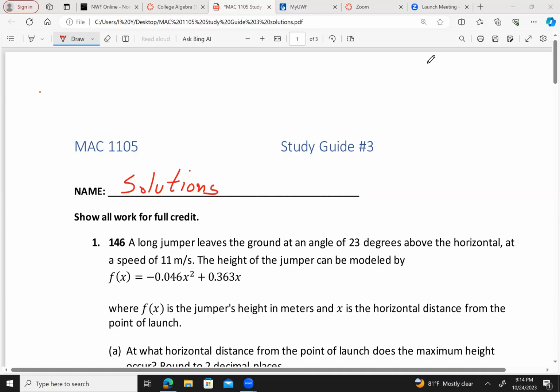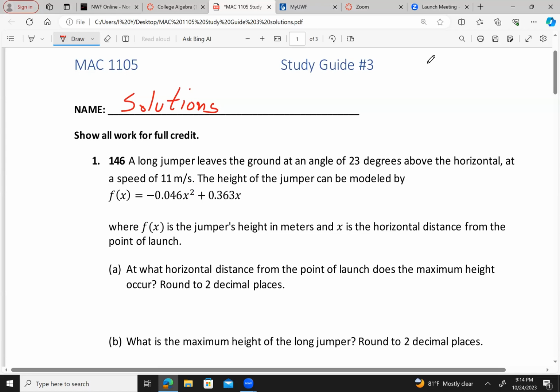Okay, today we're going to look at study guide 3. We start off with a long jumper who leaves the ground at an angle of 23 degrees above the horizontal at a speed of 11 meters per second. The height of the jumper can be modeled by f of x equals negative 0.046x squared plus 0.363x, where f of x is the jumper's height in meters and x is the horizontal distance from the point of launch.